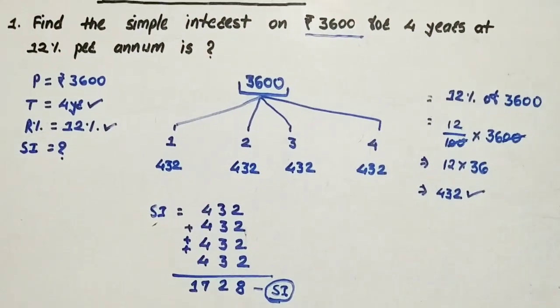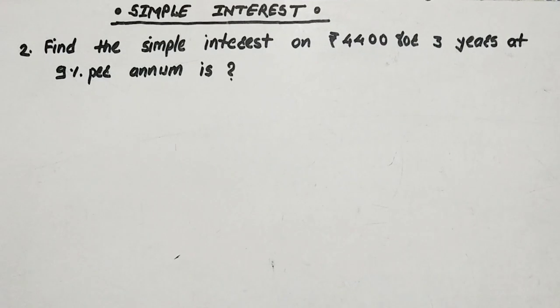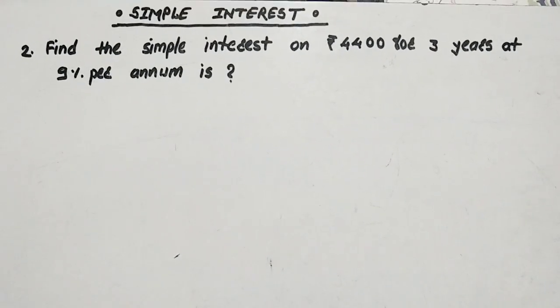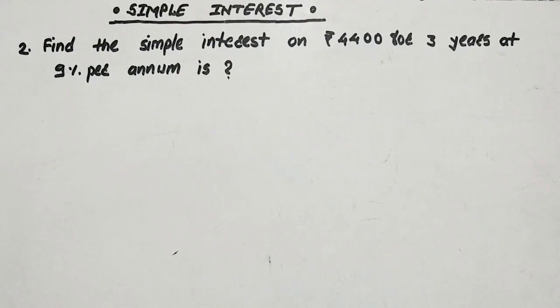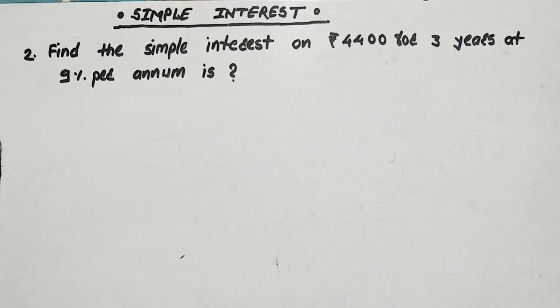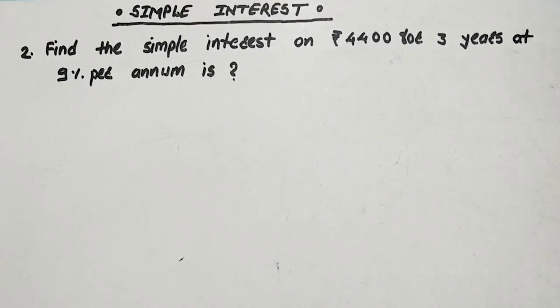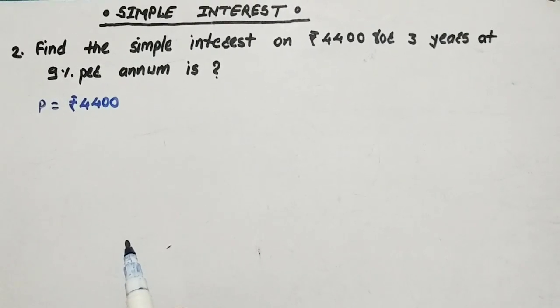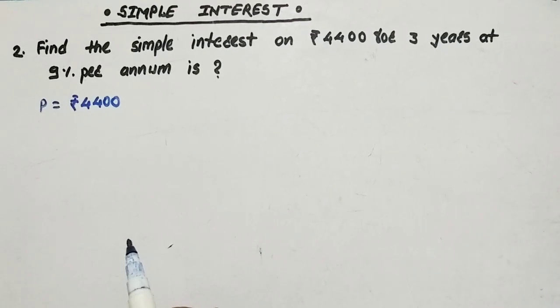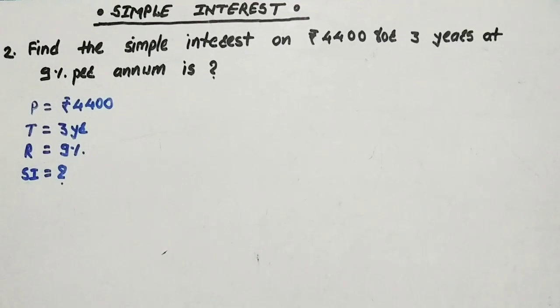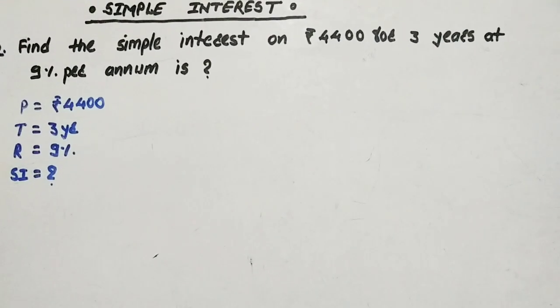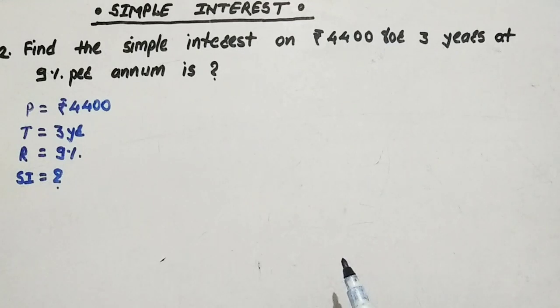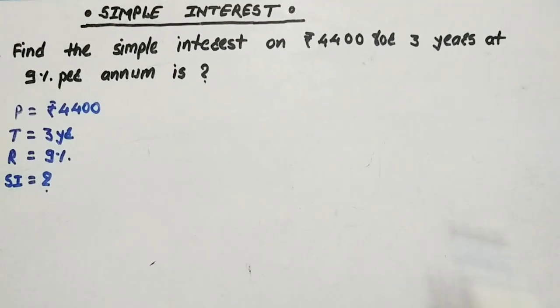So we move on to the next example. That is the second example. Find the simple interest on rupees 4400 for 3 years at 9% per annum. So find out the simple interest again. Rupees 4400, that is the principal value, for 3 years, that is the time given, t is equal to 3 years, and rate of percent is equal to 9%, right? So principal is equal to 4400, time is equal to 3 years, rate of interest is equal to 9%, then find out the simple interest, right?